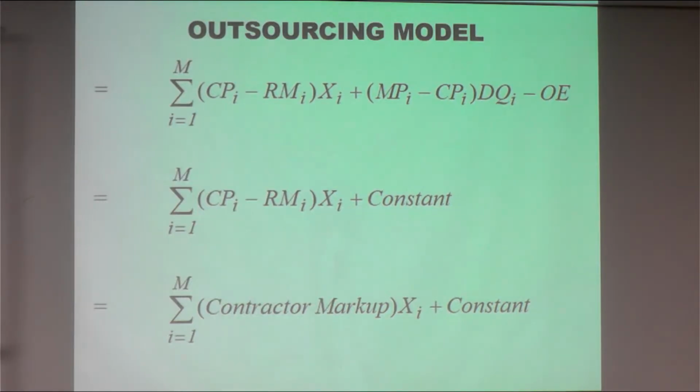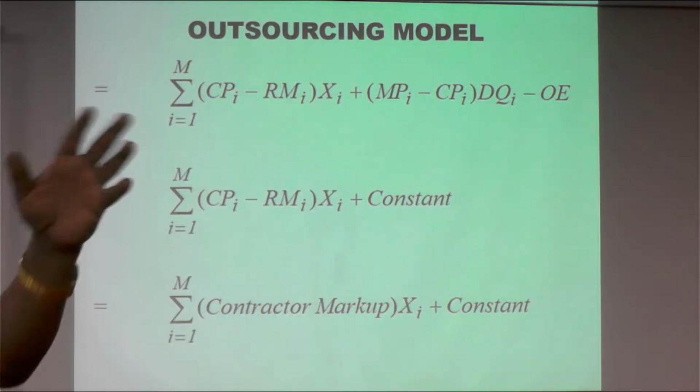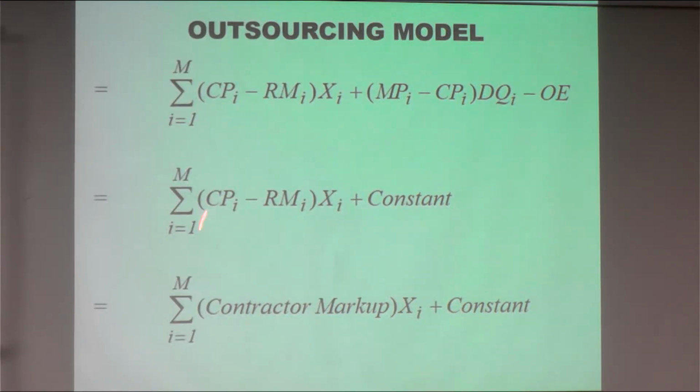Now, look, what is this one? CPI, contractor price. That means for me, it is my purchasing price from the contractor. For the contractor, it is the contractor selling price. Isn't it? CPI is the contractor selling price. RMI, I told, is the same for everyone. So, contractor selling price minus contractor's raw material price. That means what is this? This is the contractor's throughput. For me, my throughput is selling price minus raw material price. For the contractor, it is contractor selling price minus raw material price. So, that is the contractor's markup.